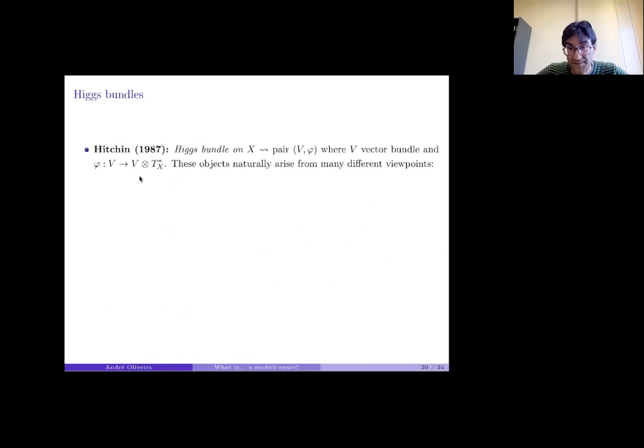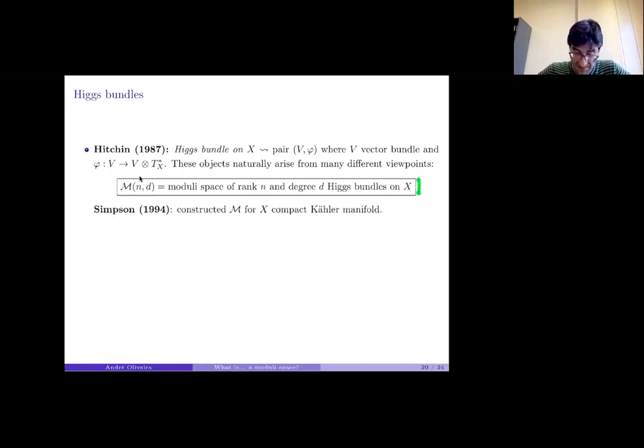Now Higgs bundles. A Higgs bundle on X is a pair (V, phi), where V is a vector bundle, just as before, and phi is a map from V to V tensored by the cotangent bundle of our Riemann surface X. I don't expect you to understand this, and I'm not even giving motivation for these objects, but they arise from many different points of view. And their moduli space has been built.